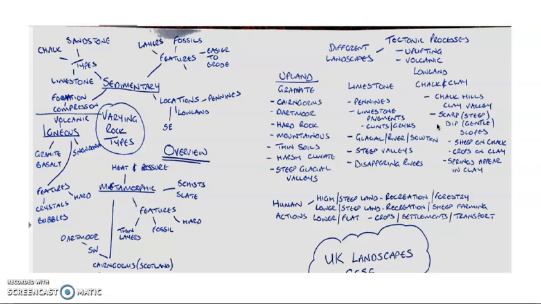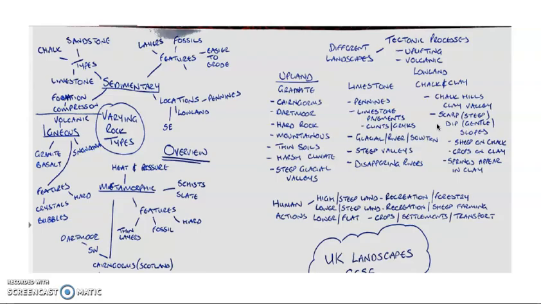With regards to the land use, there tends to be maybe sheep grazing on the pastures on the dip slopes, and then crops on the clay. And you may also notice that you get springs appearing in the clay, so water springs in there.